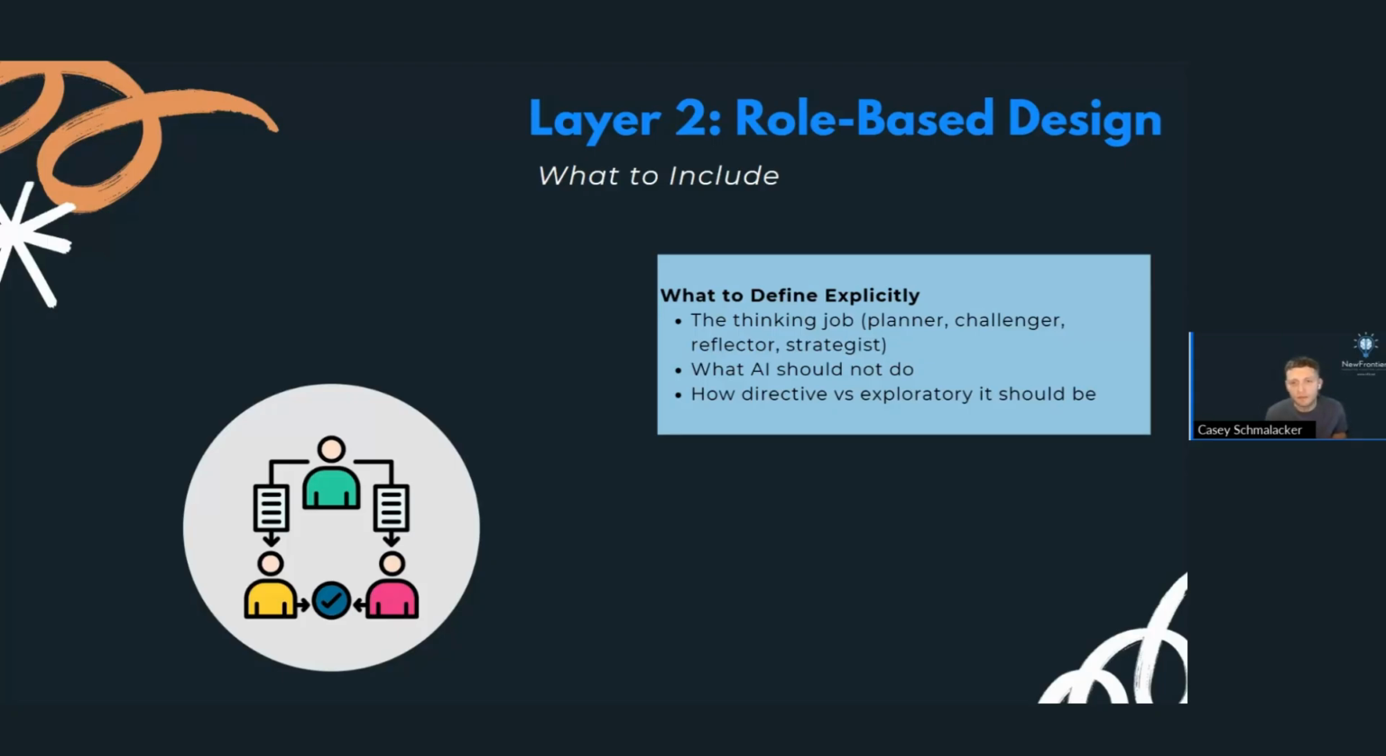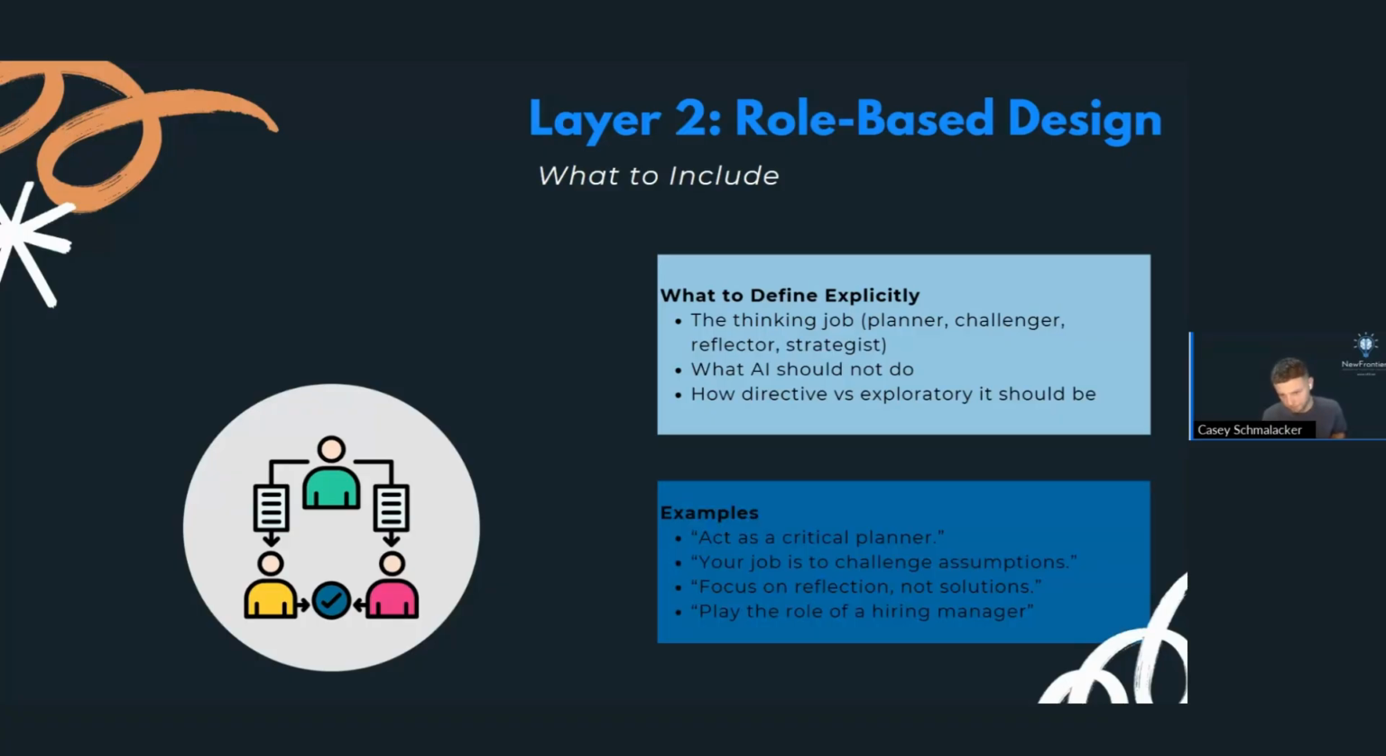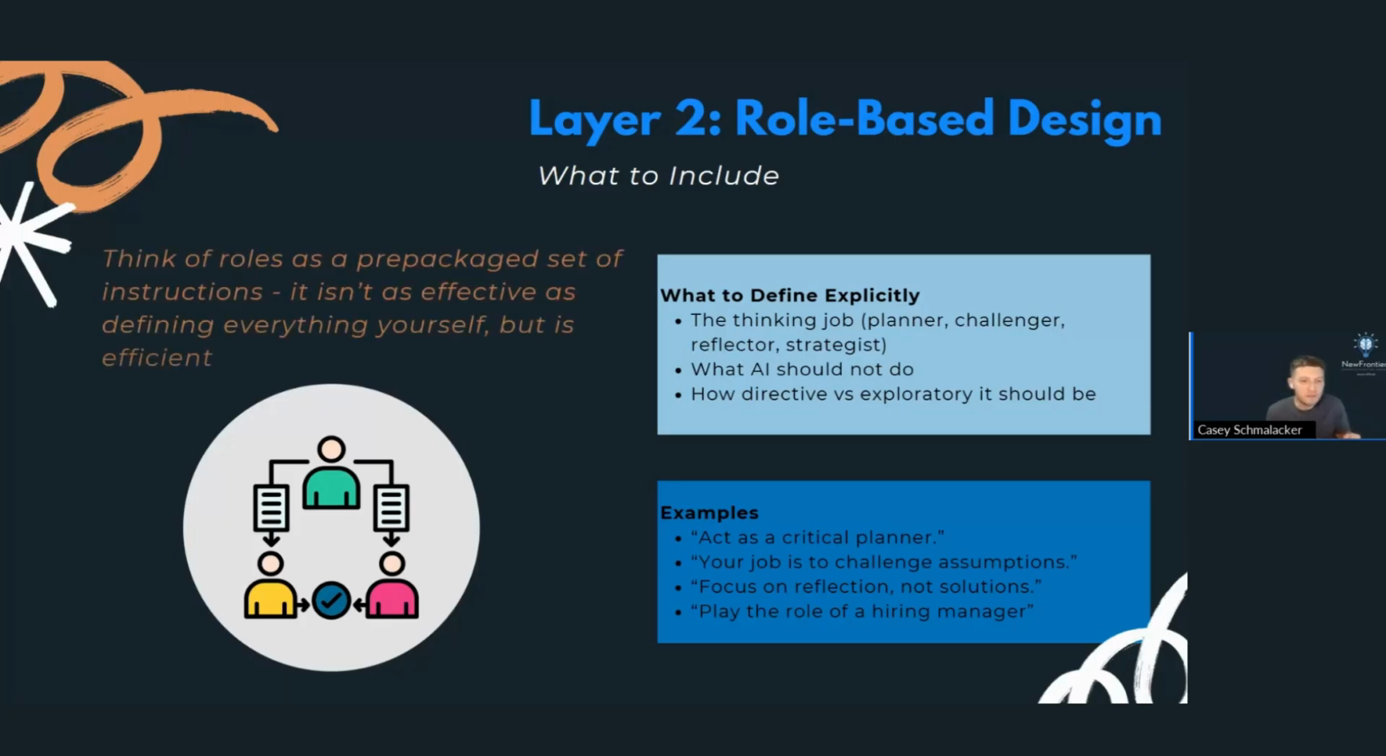This also helps it with what we don't want AI doing within this role and how directed versus exploratory it should be. So some examples is, act as a critical planner and help navigate this problem. Your job is to challenge assumptions, focus on reflection, not solutions. Play the role of a hiring manager. So think of roles as prepackaged set of instructions. It isn't as effective as defining everything yourself, but it is efficient.